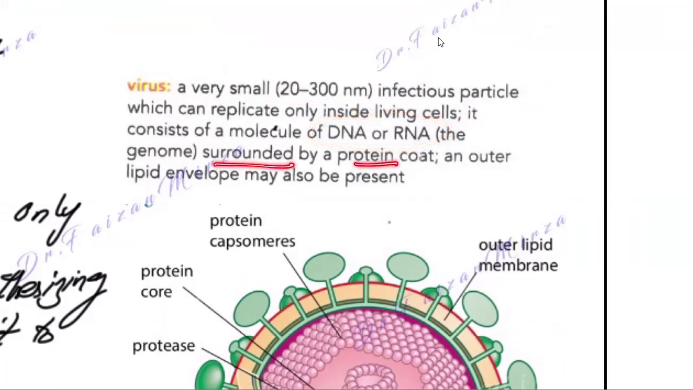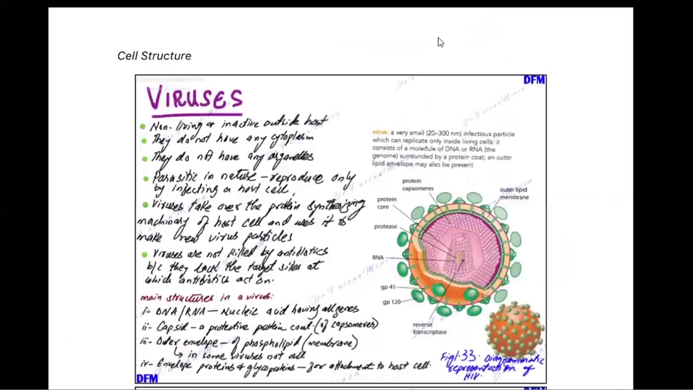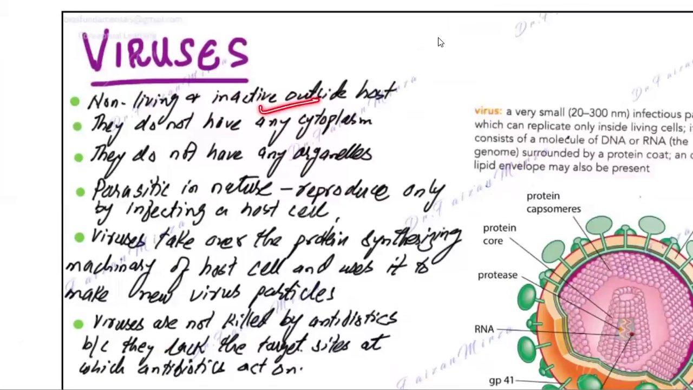They are surrounded by a protein coat, so these are the features which a virus will always have. An outer lipid envelope may be present, which means the lipid envelope might be there and might not be there. It varies from one virus to another. Viruses are always non-living outside the host cell. They do not have any cytoplasm. They lack any organelles. They are parasitic in nature.